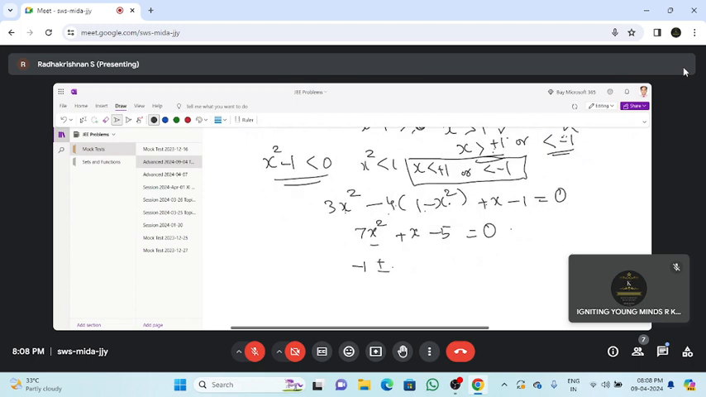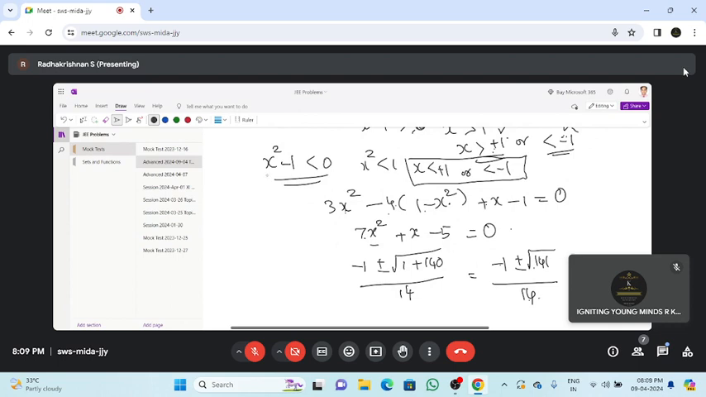Minus 1 plus or minus root of 1 plus 7 into 5 into 4, 35 into 4, 140, divided by 14, 2a. So that means minus 1 plus or minus square root of 141 divided by 14. Square root of 141 is less than 12, so 12 minus 1 by 14 or minus 12 minus 1 by 14, both are in this range between minus 1 and plus 1.